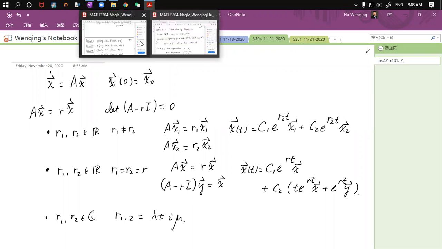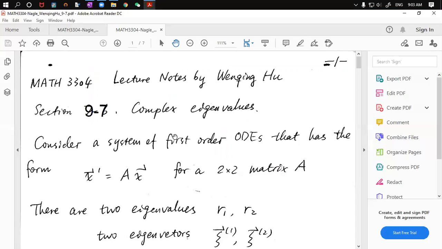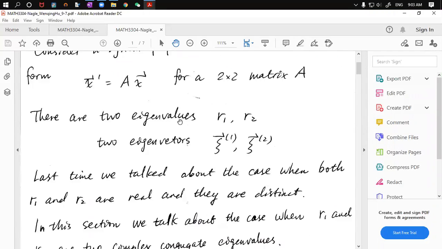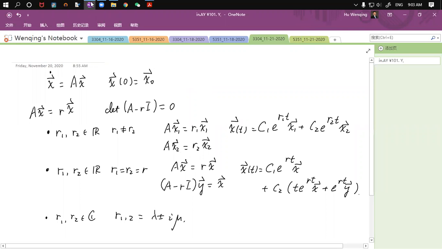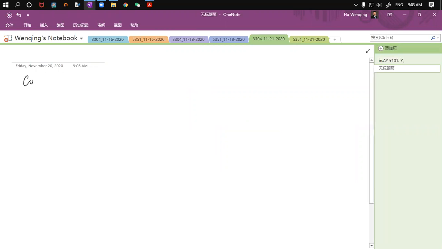So that's the case we talked about. Today's lecture is complex eigenvalues. You have lambda plus i mu and lambda minus i mu. If you look at the eigenvector, we can mimic the idea that we had with real eigenvalues. So let's say r1 is equal to lambda plus i times mu, and r2 is equal to lambda minus i times mu, right?